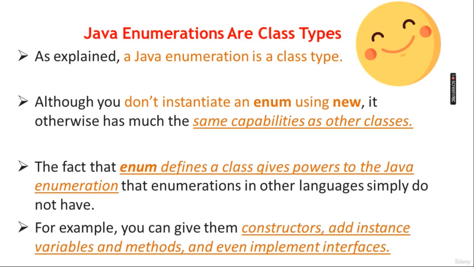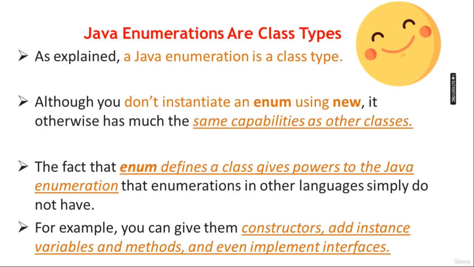Now, Java enumerations are class types. This is the basic advantage. Java enumeration is a class type. You don't instantiate an enum using new. It otherwise has much the same capabilities as other classes.